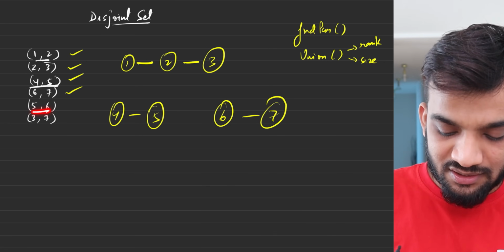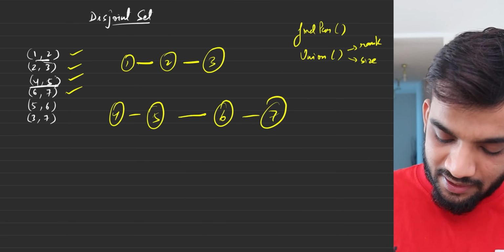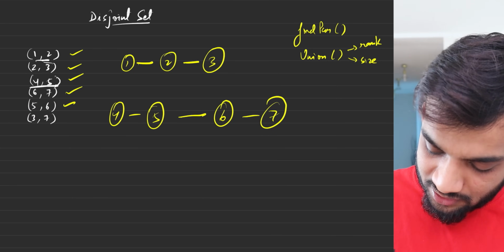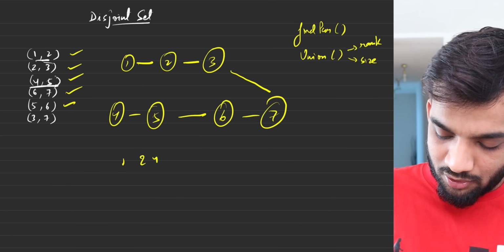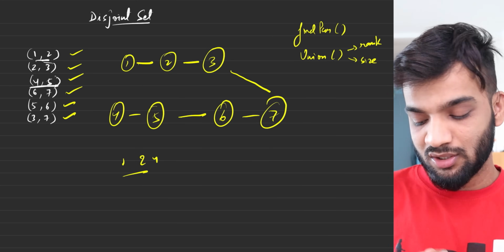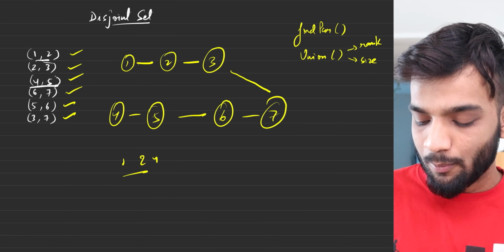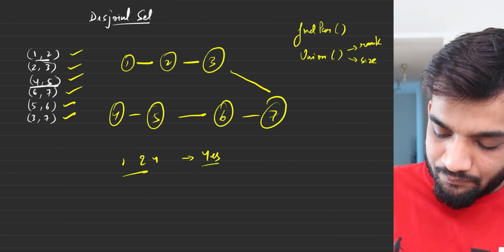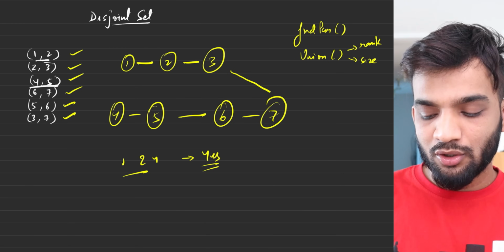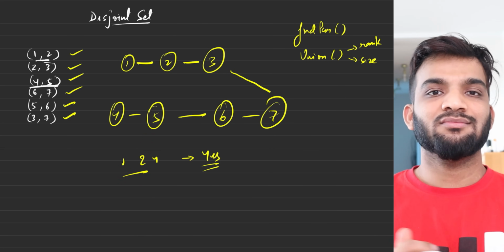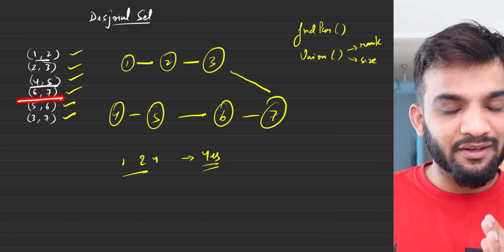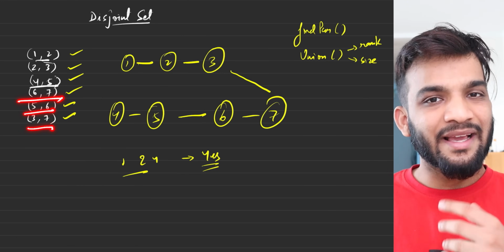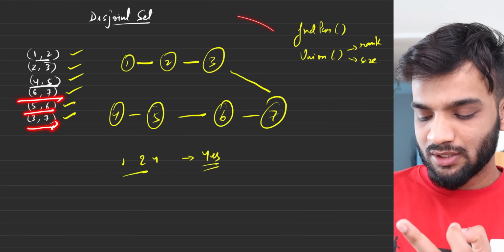Next, 5 and 6. Let's connect 5 and 6. Next, 3 and 7. Let's connect 3 and 7. Now, if I ask you the same question, after performing all the operations, does 1 and 4 belong to the same component? Your answer to that will be yes, they do belong to the same component. Understood? So you saw till here the graph was something different. The moment you performed the next two operations, the graph was a combined one.